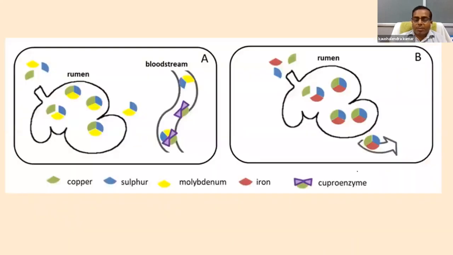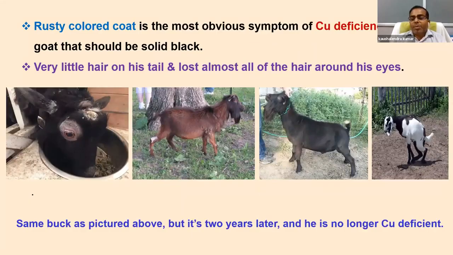So we have discussed how the interaction and how this excess of molybdenum and sulfur will affect the utilization of the copper. Here we can see some photographs, and we can see what happens in copper deficiency in case of goat. Rusty colored coat is the most obvious symptom of copper deficiency.